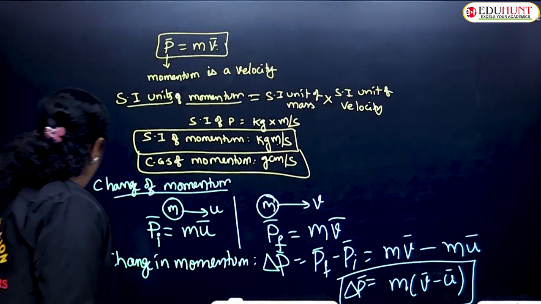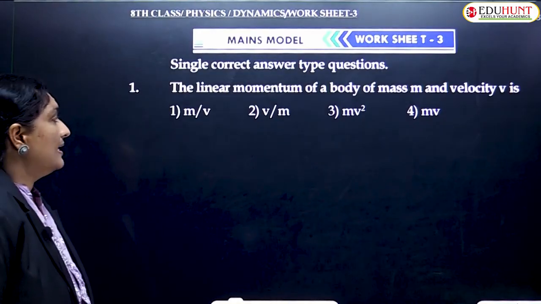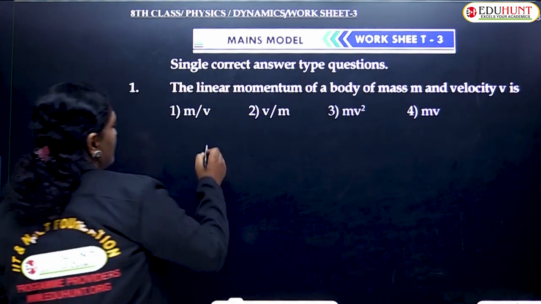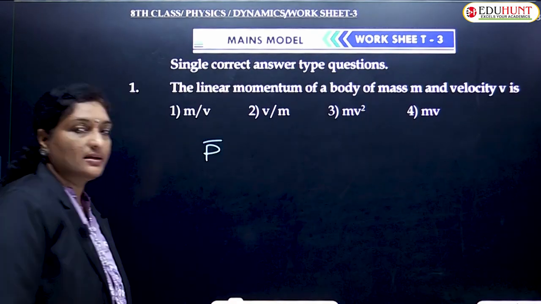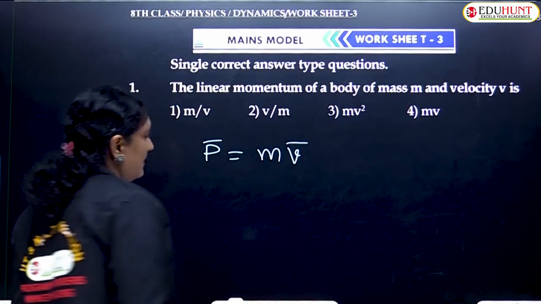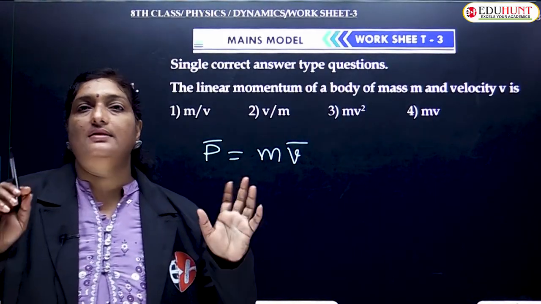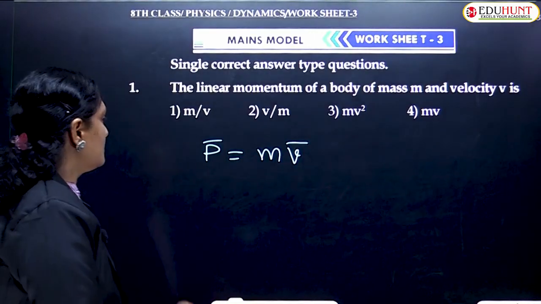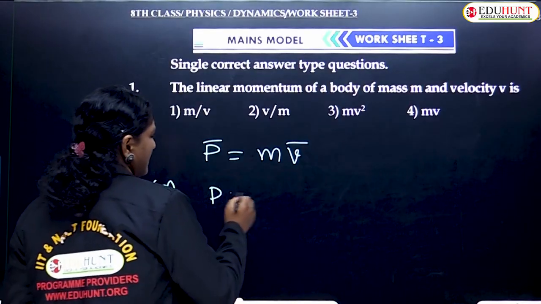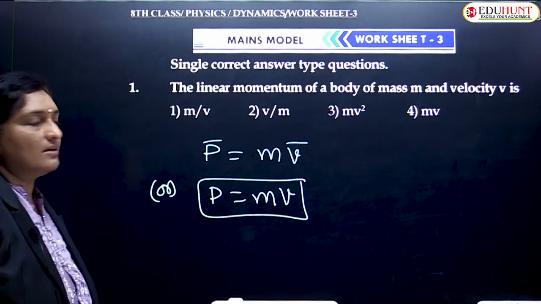Here goes the first numerical from worksheet number 3. The linear momentum of a body of mass m and velocity v. So linear momentum, indicated with the letter P, is equal to, what is the formula I told? Mass into velocity. Here the proper representation has a bar to indicate it is a vector quantity, but simply, it can be written as P equals mass into velocity. The product of mass and velocity gives momentum.